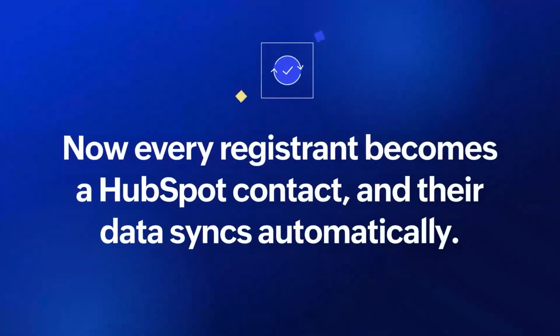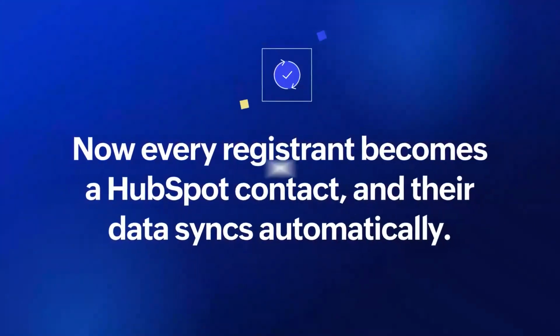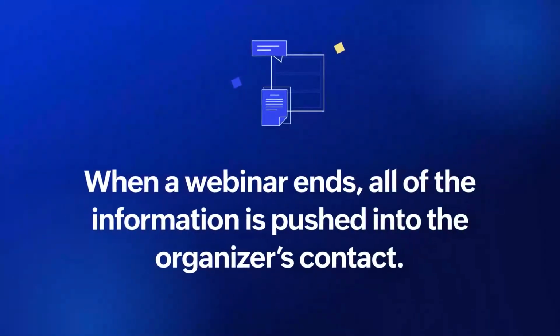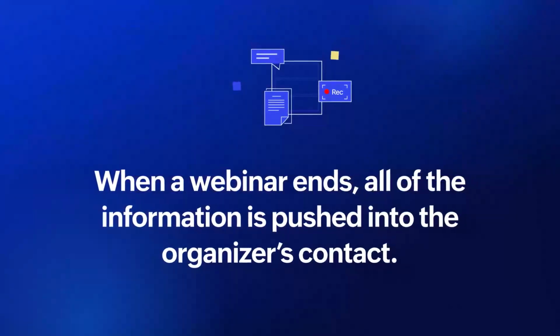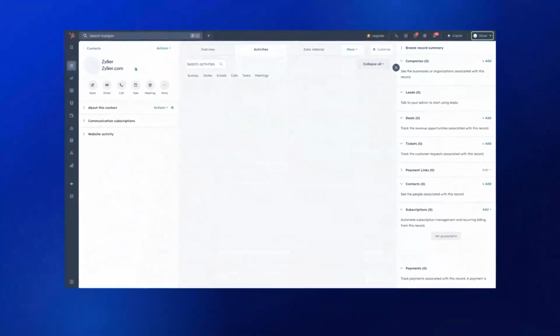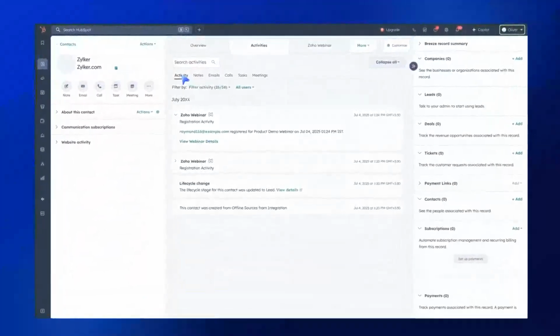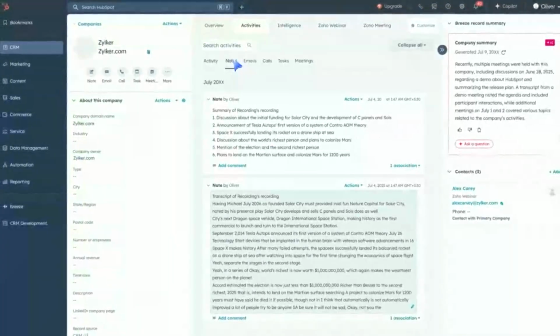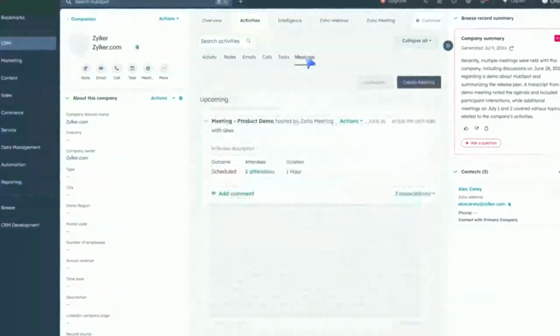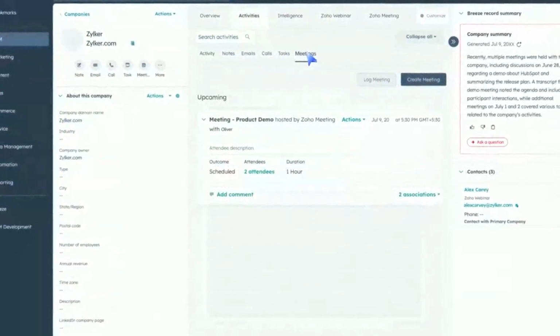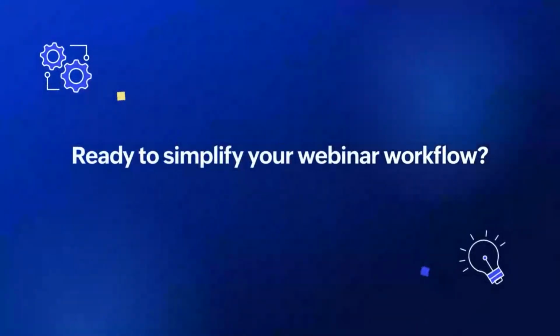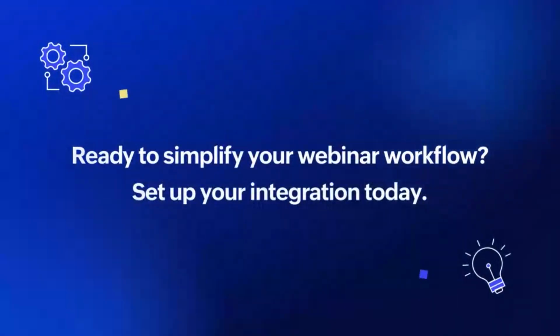Every registrant becomes a HubSpot contact and their data syncs automatically. When the webinar ends, all the information is pushed into the organizer's contact. The webinar summary appears under Activities, and chats, recordings, and transcripts are saved in Notes. All webinar meetings are tracked under Meetings, giving you a complete, organized view of every event. Ready to simplify your webinar workflow? Set up your integration today.